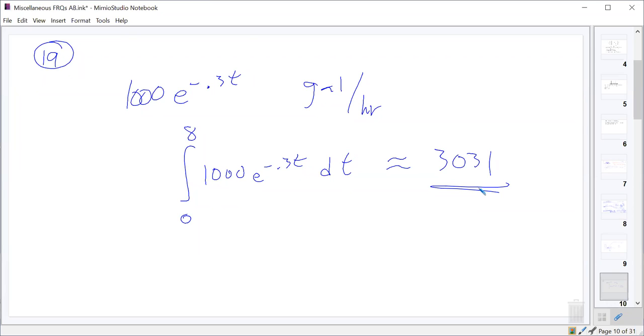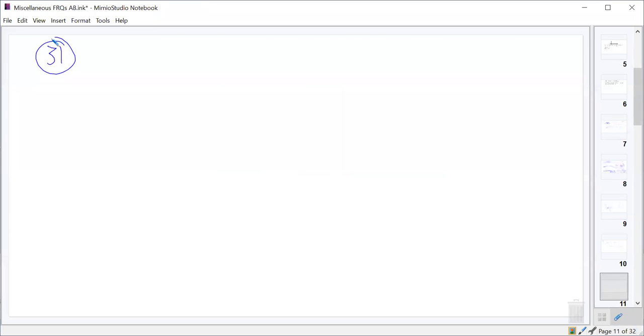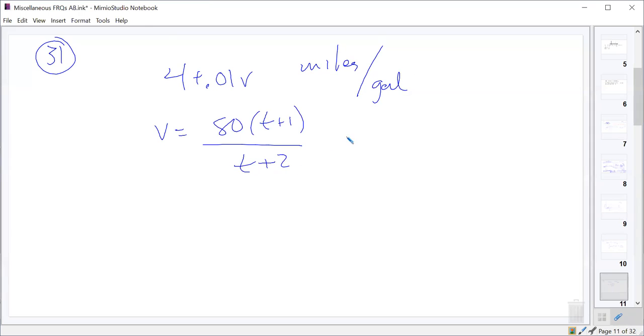Other questions? 31, please. 31. An 18-wheeler traveling at a speed of V gets 4 plus 0.01 V miles per gallon. And then the velocity is 80 times t plus 1 over t plus 2 miles per hour. We want to know the amount in gallons of fuel used in the first 2 hours.